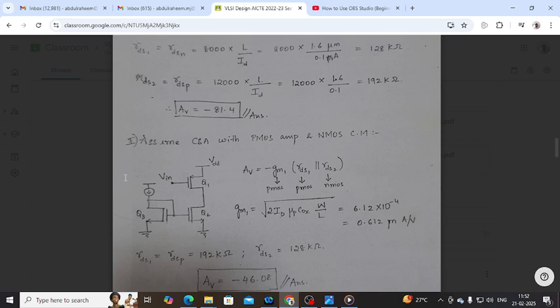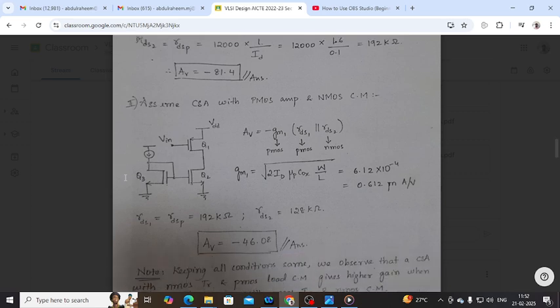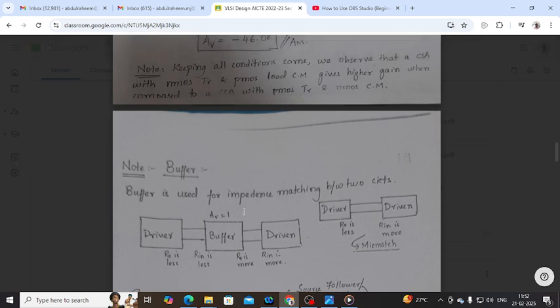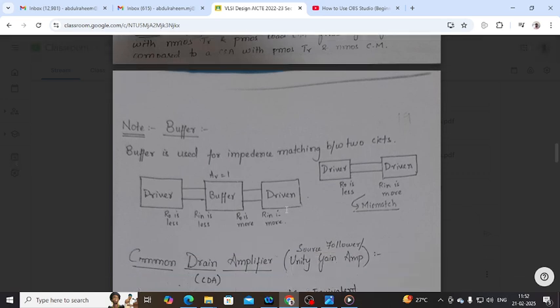It is also known as unity gain, or it can also be known as source follower. What a source follower is, is nothing but a buffer. So you have driver, buffer, and buffer. What is a buffer? Whatever you give at the input, you get at the output. It's the same thing. A buffer is used for impedance matching.